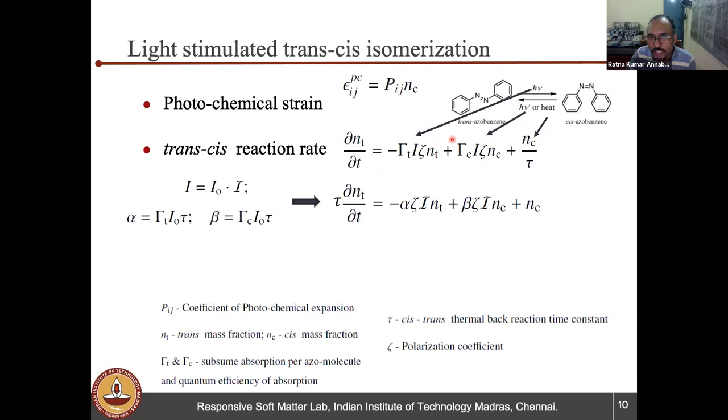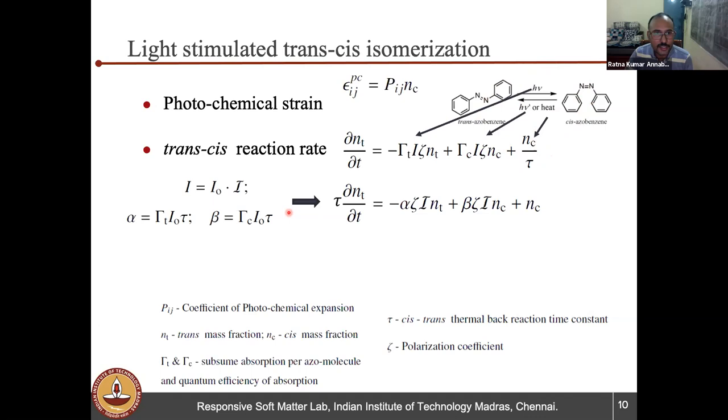This term represents the forward reaction, that means trans changing to cis. And this one represents the backward reaction, that means cis changing to trans. And the third term represents a thermal back reaction, which means even when there is light, because of the thermal loads, there may be transfer from trans to cis. And when you switch off the light, in the presence of just the thermal load, trans can transform to cis and vice versa.